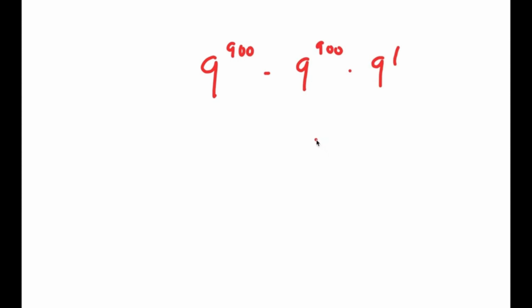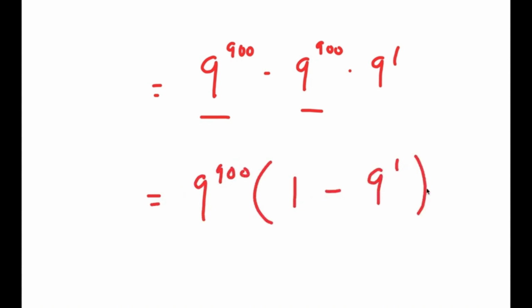Now from here, these two terms have the number 9 to the power of 900 in them. So I'm going to factor out 9 to the power of 900, which is what I said I was going to do at the beginning of the video. So now I get 9 to the power of 900 times 1 minus 9 to the power of 1.